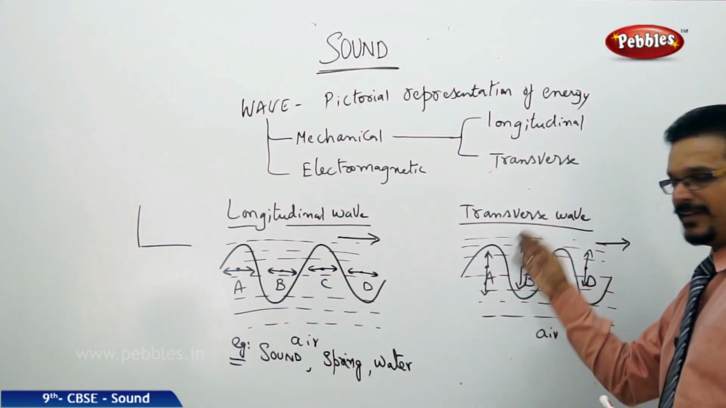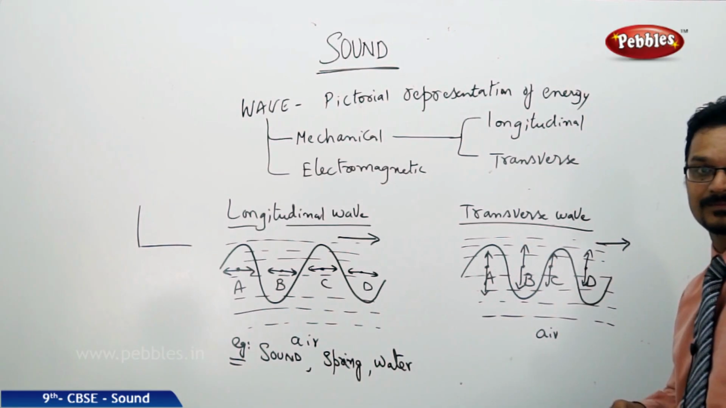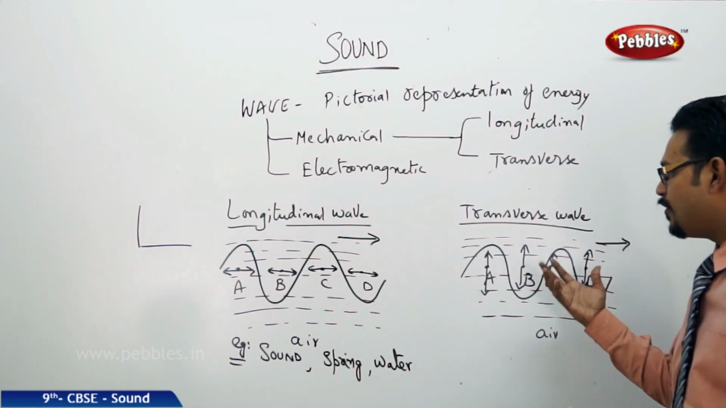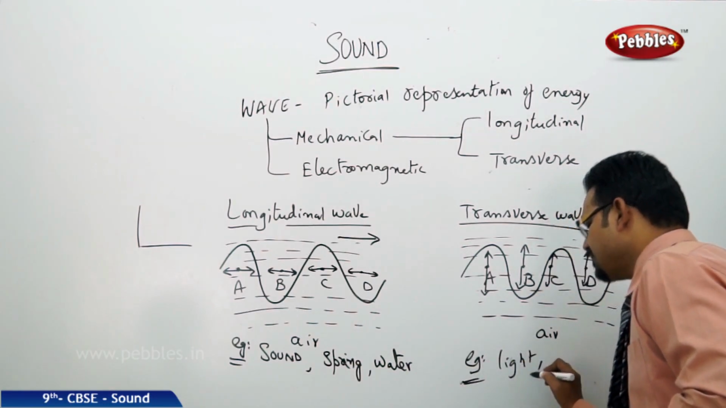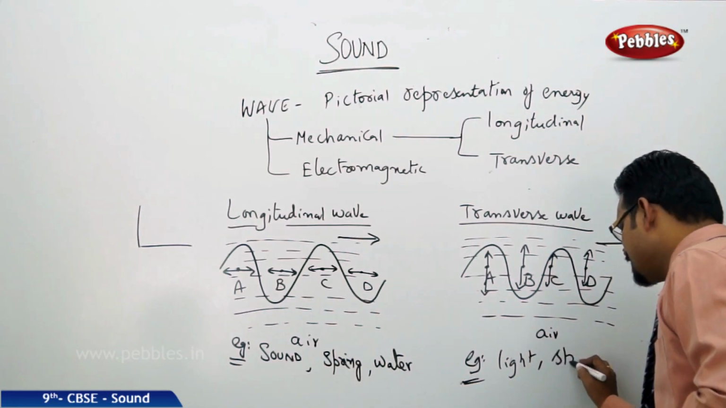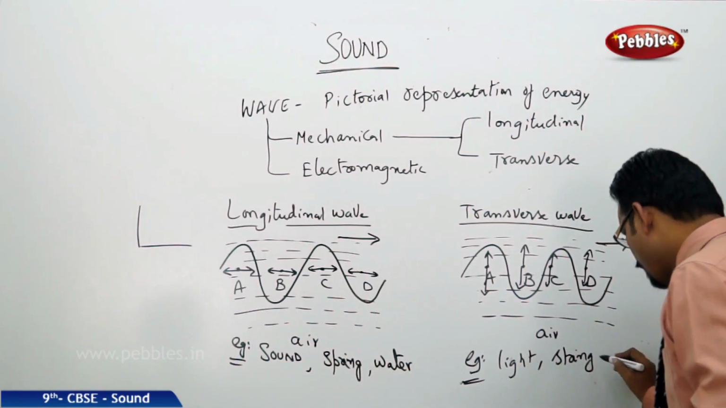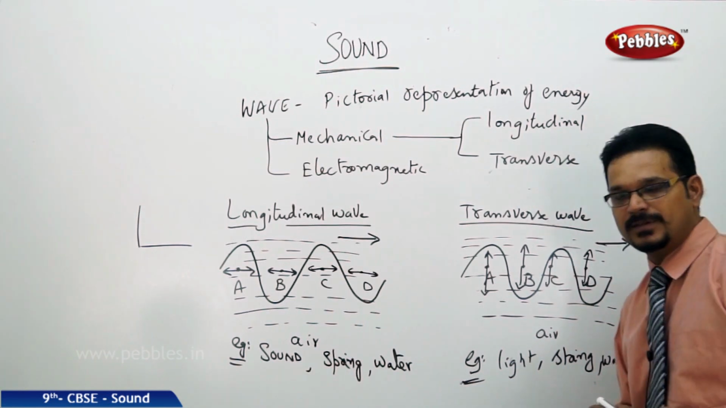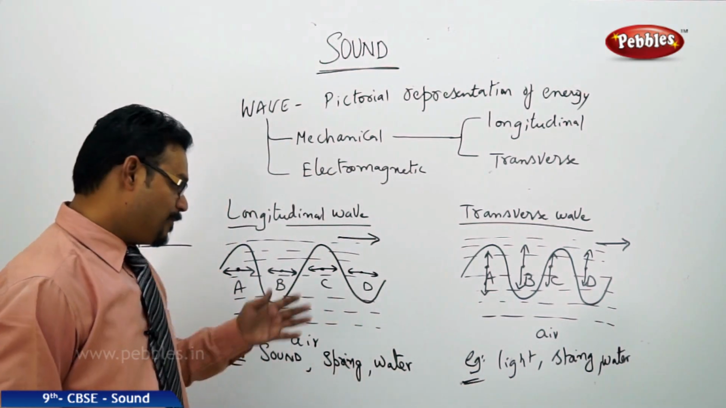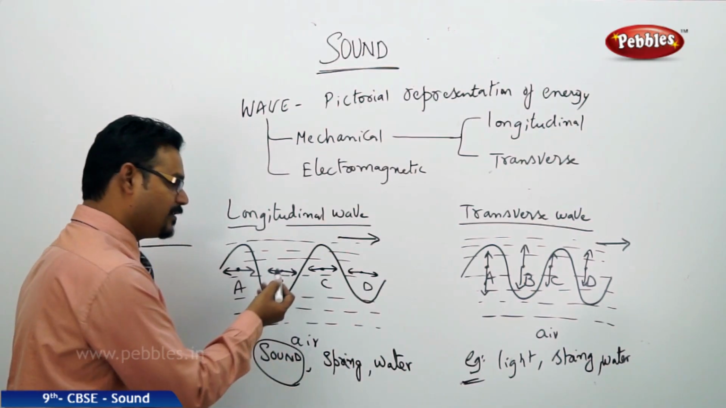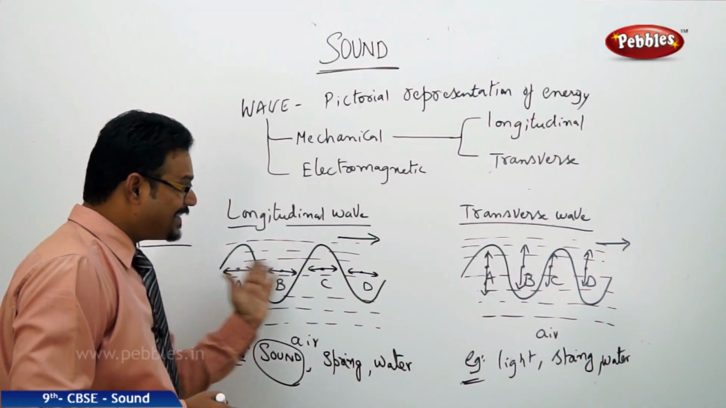So we say that when the wave propagates in the medium such that the particles vibrate perpendicular to the wave direction, then it is called a transverse wave. And examples are: light is a transverse wave, and waves in strings, cords, ropes are all transverse waves. Of course, you can produce transverse waves in water also. See, water is basically a special medium where you can produce longitudinal as well as transverse waves. So what we understand is that sound is a longitudinal wave. When the sound wave propagates, the particles in the medium vibrate in the direction of the wave.